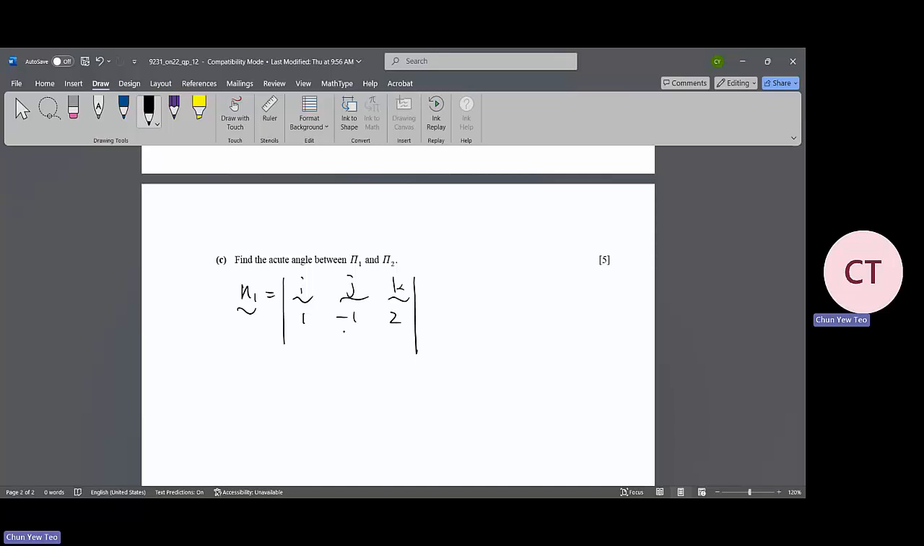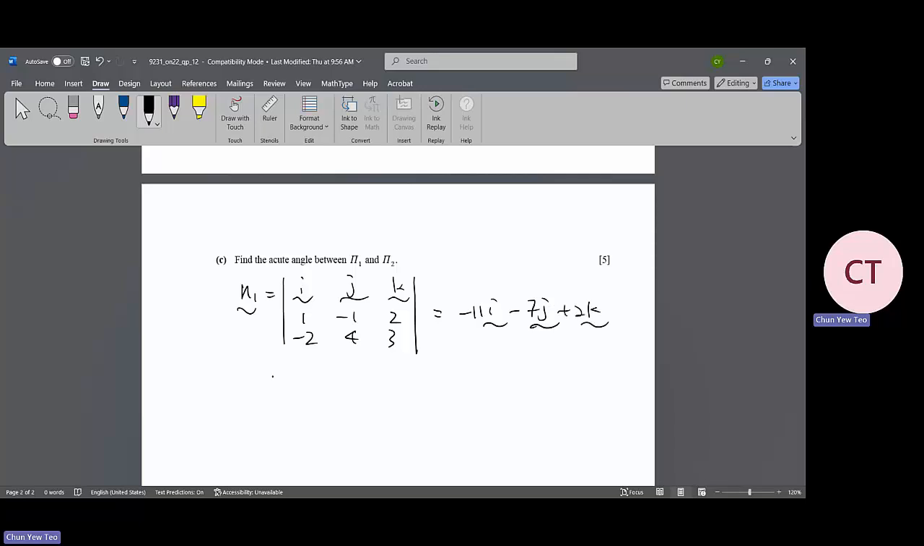Okay, 1, negative 1, 2, and negative 2, 4, 3. Cross product. So it's negative 3 minus 8, negative 11. Then it's 3 plus 4, negative 7j. Then 3, 4 minus 2. So it's 2k. That is your N1.